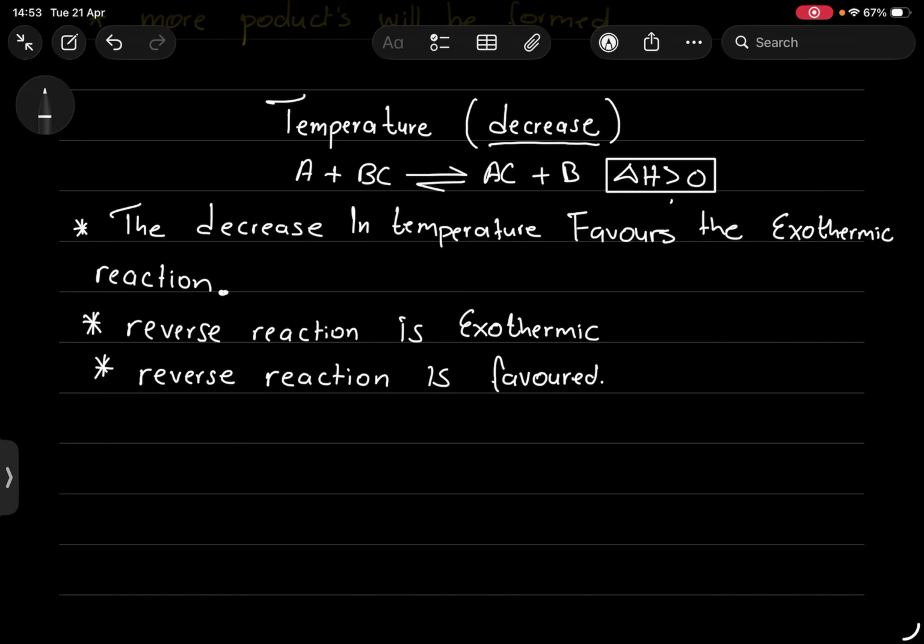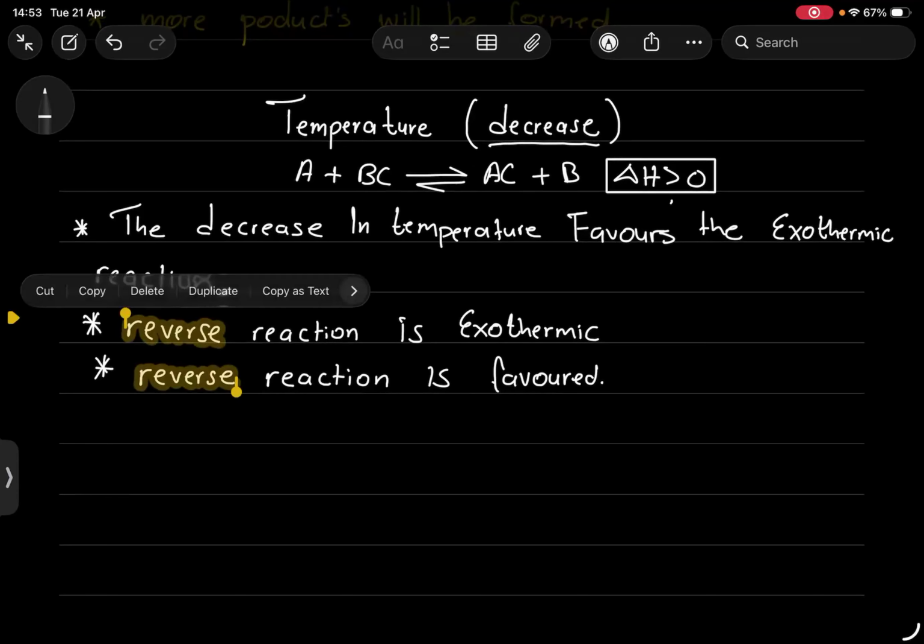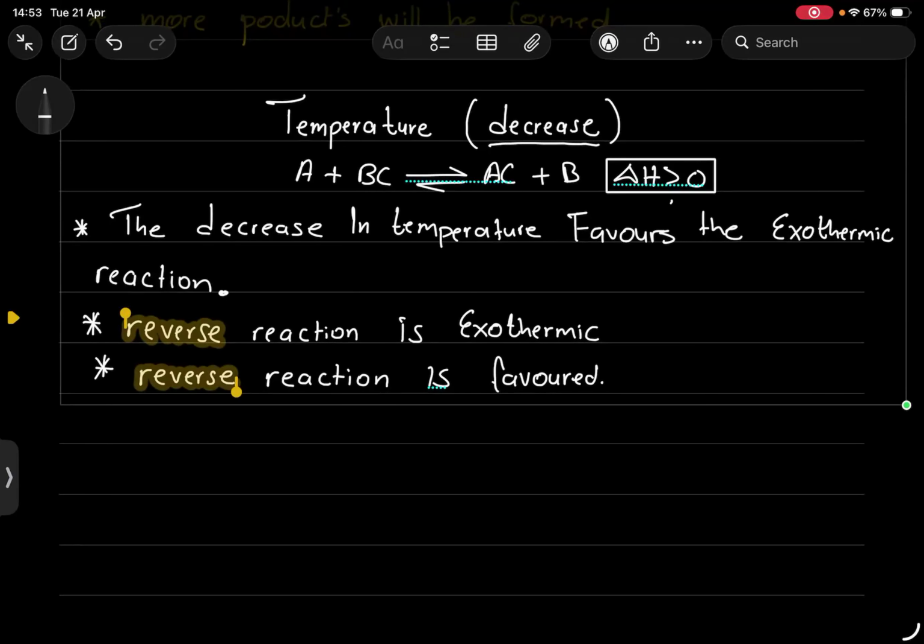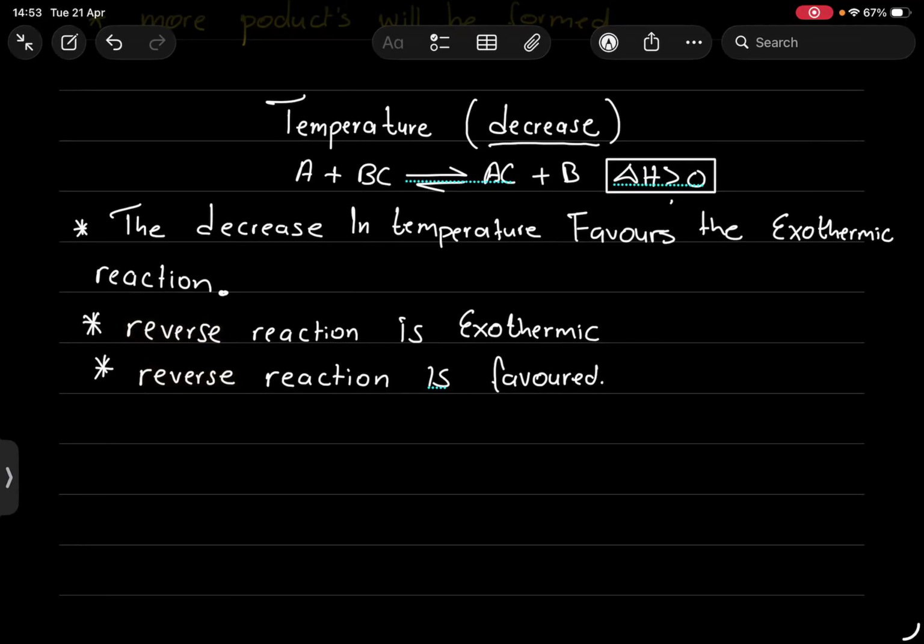The forward reaction is endothermic, but when you explain, what are you going to say? The reverse reaction is exothermic. Okay, understood, sir. So the reverse reaction is favored. The forward reaction is not favored because the temperature is decreased. Do you get it? So this is how you explain it.